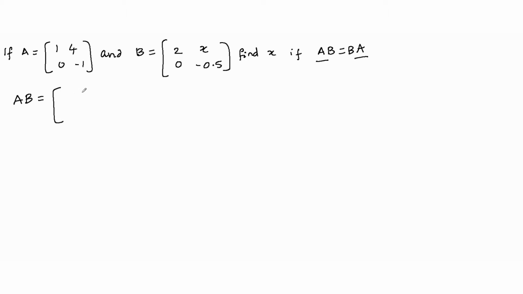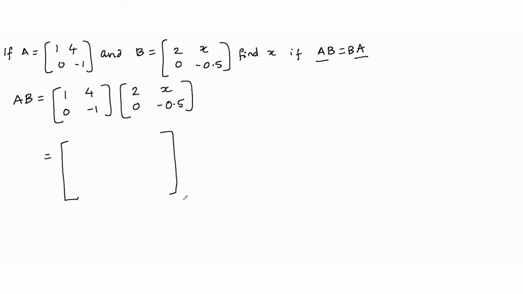So A into B is going to be [1, 4; 0, -1] multiplied by B, which is [2, x; 0, -0.5]. And this is going to again be a 2 by 2 matrix. So a 2 by 2 matrix will again have first row, first column, first row, second column, second row, first column, and second row, second column. So for finding the first row, first column, let's multiply. 1 into 2 is 2 and 4 into 0 is 0. So this is going to be 2.